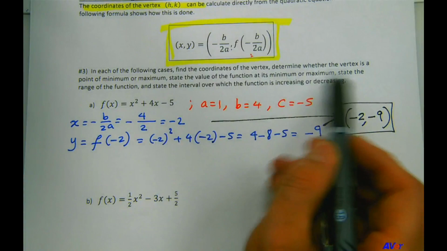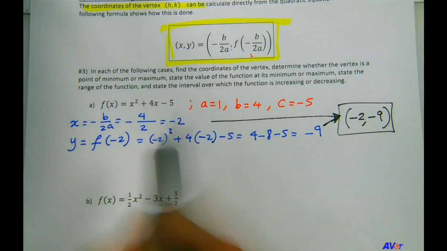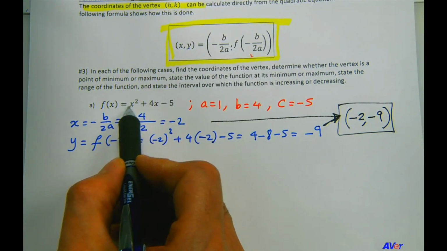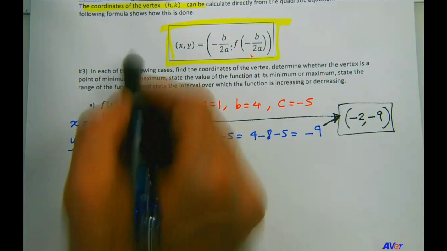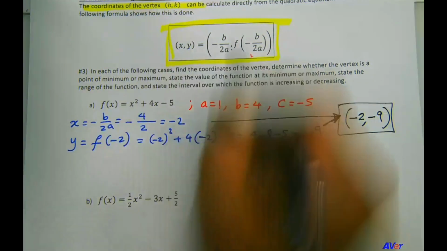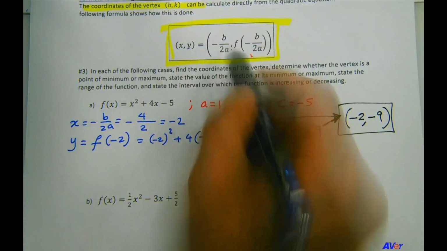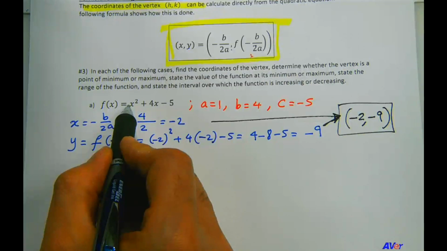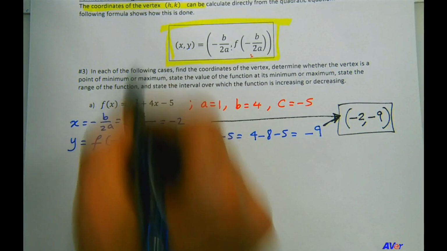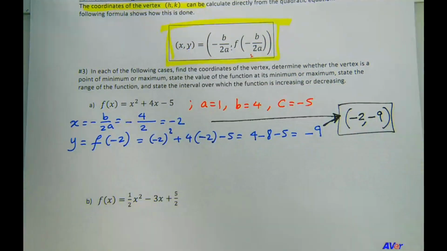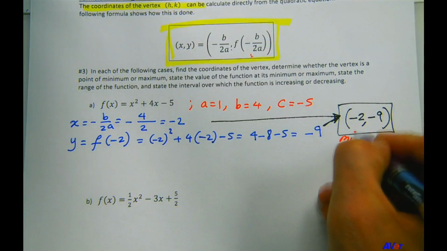Then what else did they ask us for? A bunch of things, don't they? So determine whether the vertex is a point of minimum or maximum. Well, look at the equation. The coefficient of the quadratic term is positive. So this graph opens right side up. If it opens right side up like a bowl, then it must have a minimum. So this is positive, the coefficient of the quadratic term. It means the graph looks like that, so it must have a minimum. So this vertex is a point of minimum.